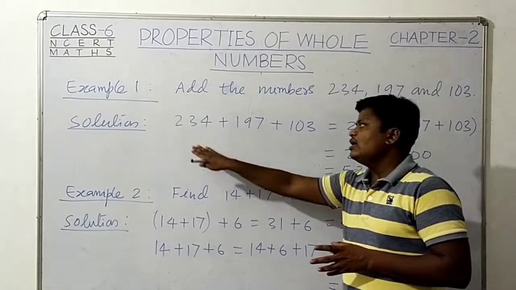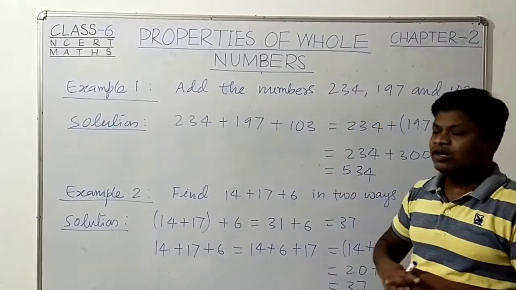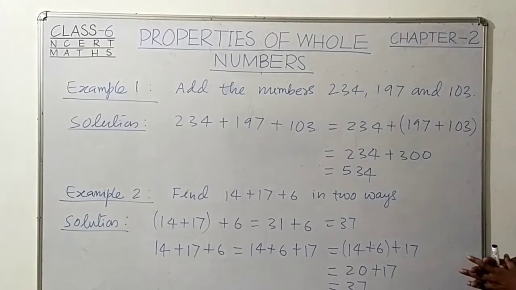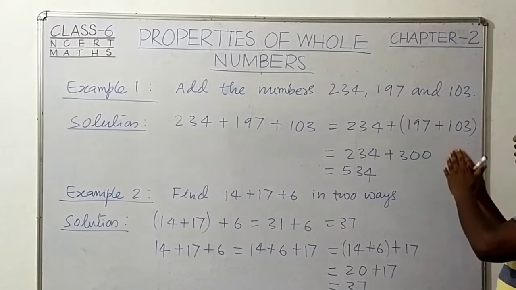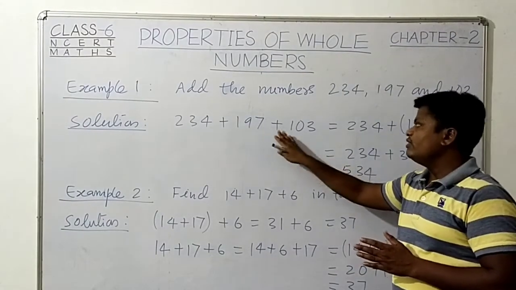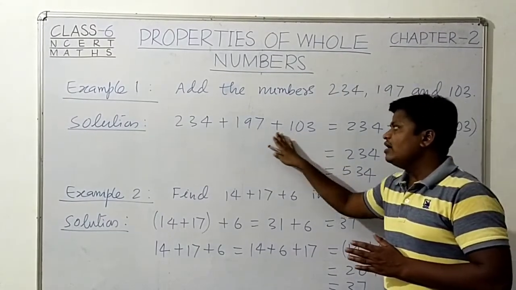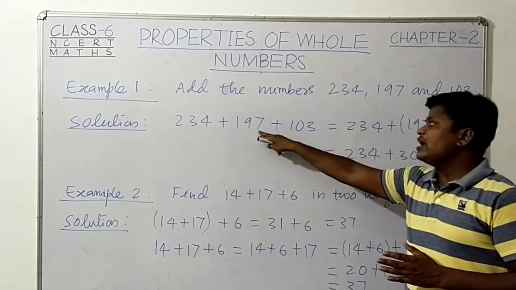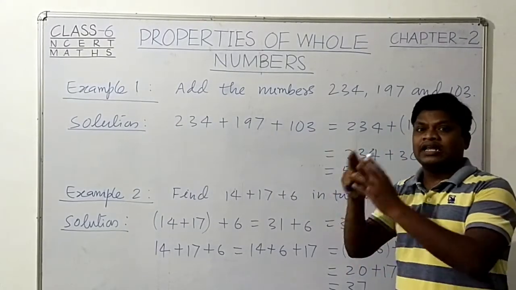So you can see that here three whole numbers are given: 234 plus 197 plus 103. What we can do is arrange these numbers in the proper order. As you can see, 197 and 103, if we add these numbers, looking at the digits 7 and 3, if I add 7 and 3, I will get 10, right?